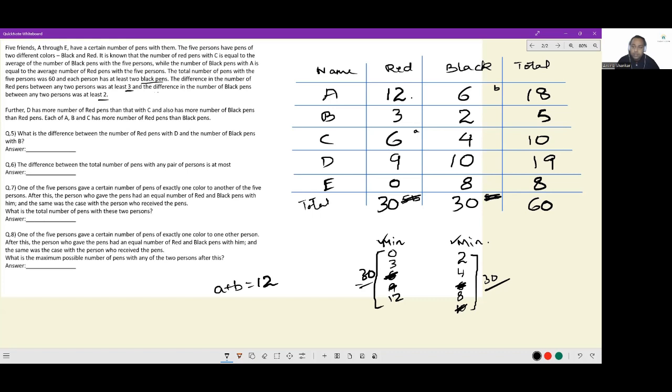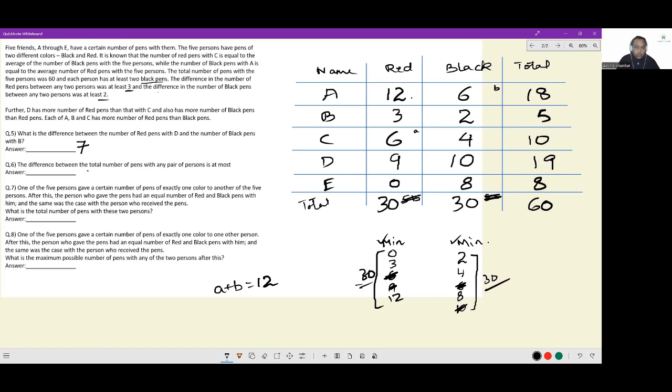19 plus 8, 27, 27 plus 15, 42, 42 plus 18, 60. Yes, all the numbers are right. First question, what is the difference between the number of red pens with D and the number of black pens with B? Red pens with D and black pens with B. 9 minus 2, the difference is 7.